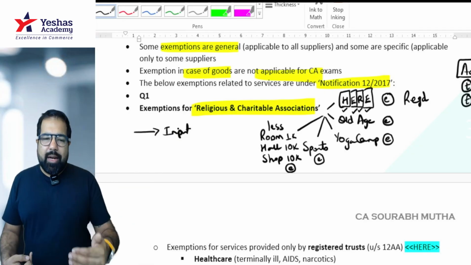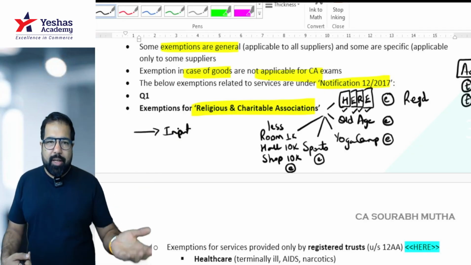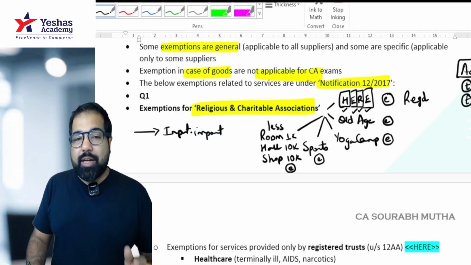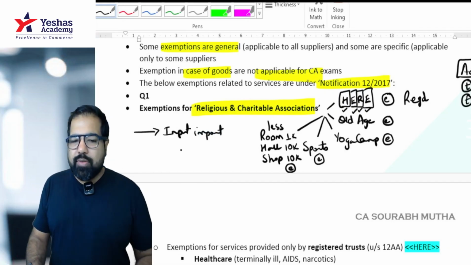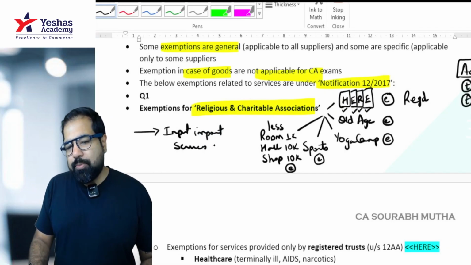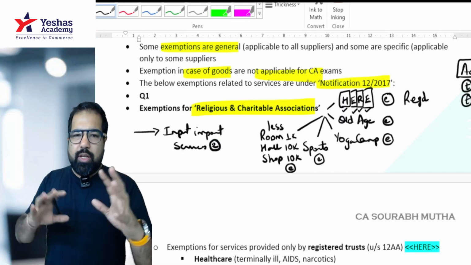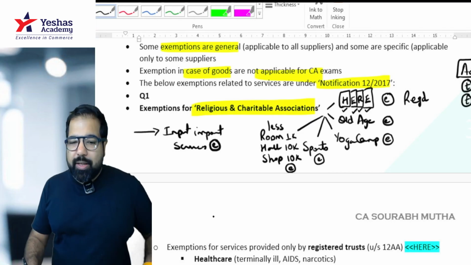If for the charitable activities, example the cataract operation, if they take services from abroad, that means imported services, only and only for charitable activities, then on that the government says on this input services we don't want any GST, this will be completely exempt. Now this one is for religious and charitable trust. Remember, they should be registered.